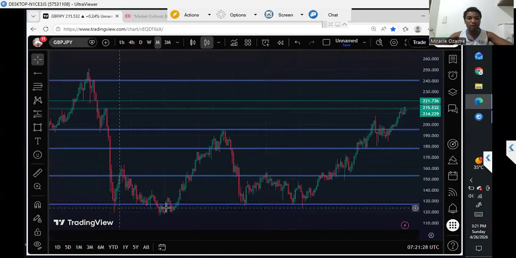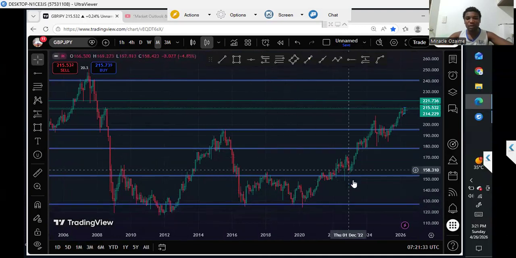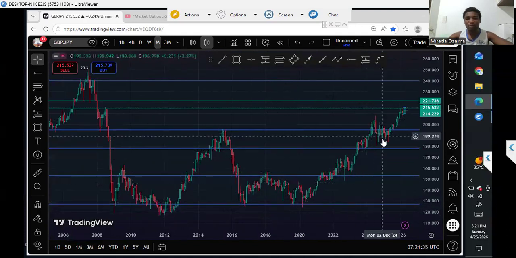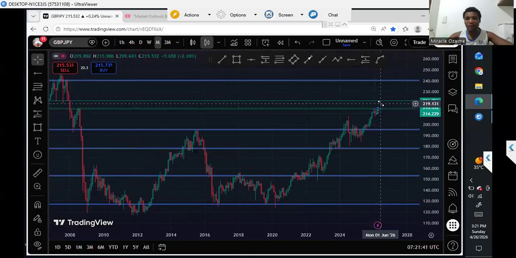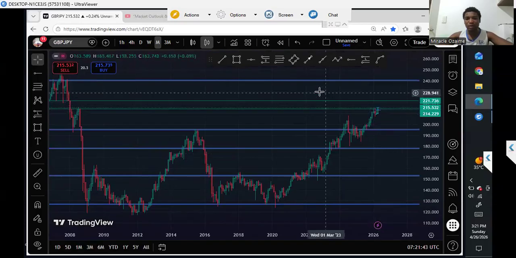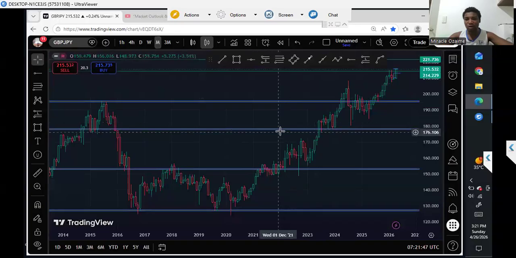We have a triple bottom around this area. We have a push towards the upside. We have a correction. We have a push. We have a correction. And we are looking like we are having a push, a monthly bullish engulfing candlestick pattern, very strong on the monthly time frame as of this moment.